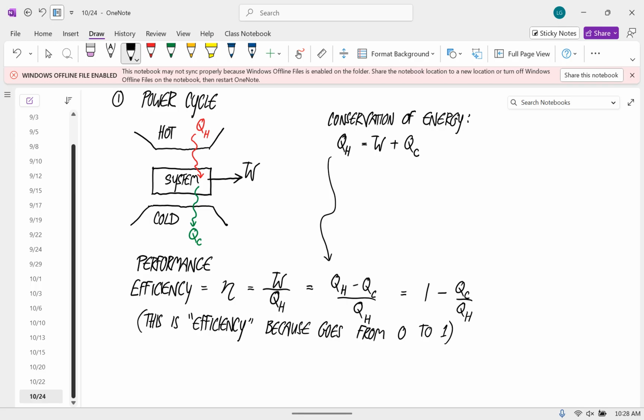Well, one thing that you can see here is that in order to have perfect efficiency, you need to have either zero heat being transferred out in the exhaust, which we know is impossible, or you need to have infinite heat going from the high temperature reservoir, which we know is impossible.